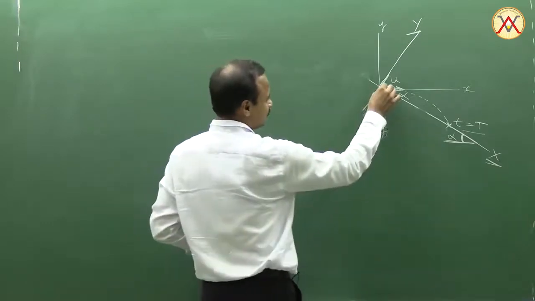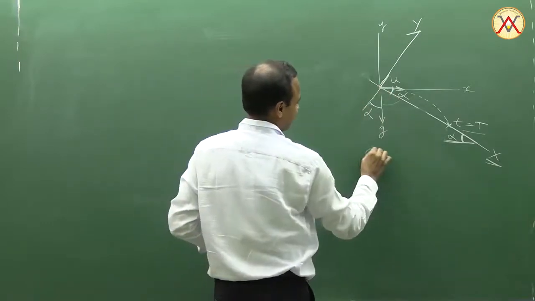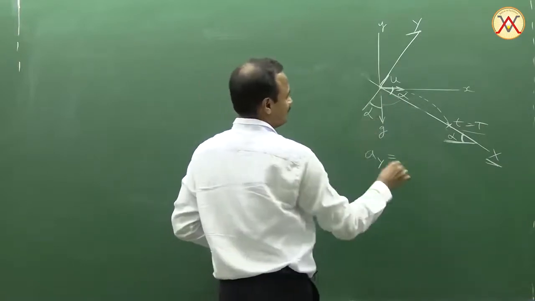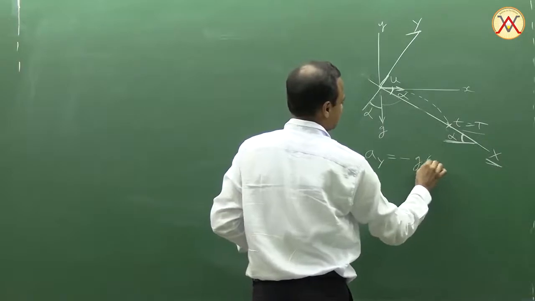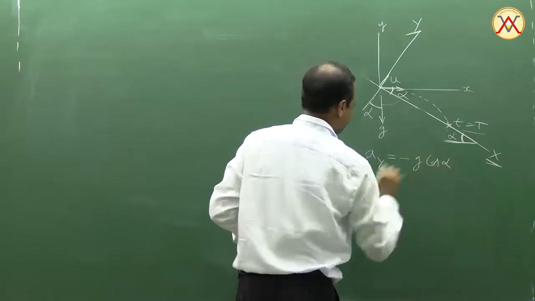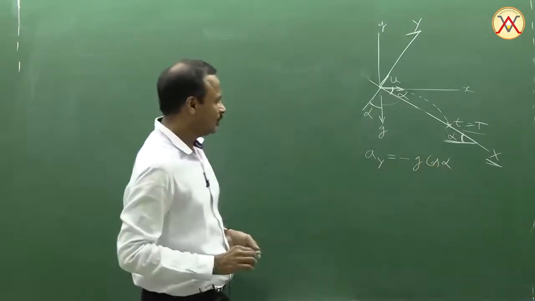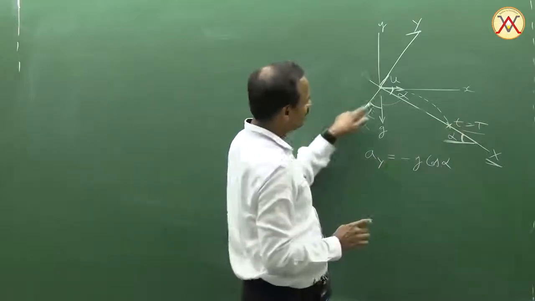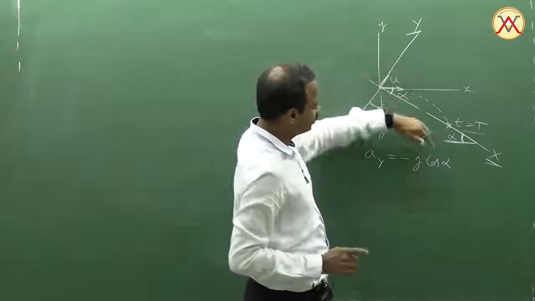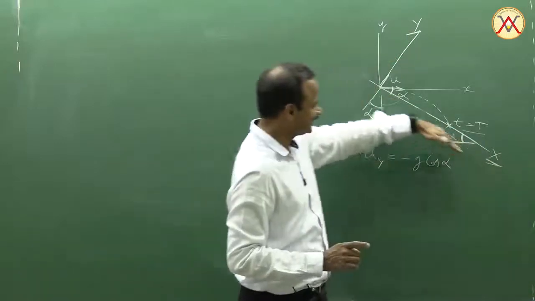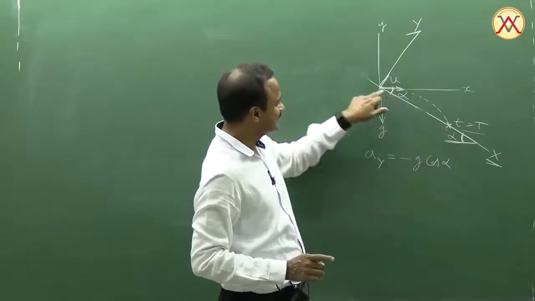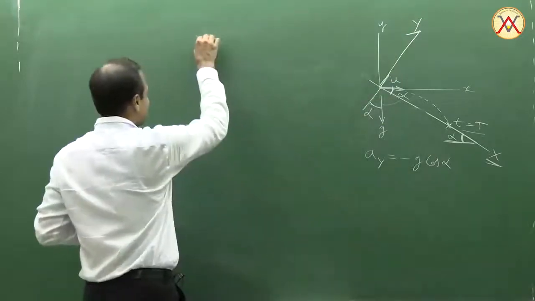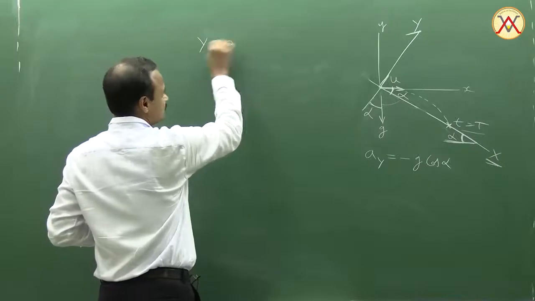So the y component of acceleration, a_y, will be minus g cos alpha. And now we can get the time of flight by putting capital Y equal to 0, because the x-axis is along this incline, and for any point on the x-axis the y coordinate is 0. So we will put capital Y equal to 0.